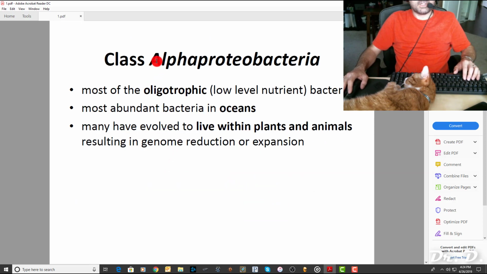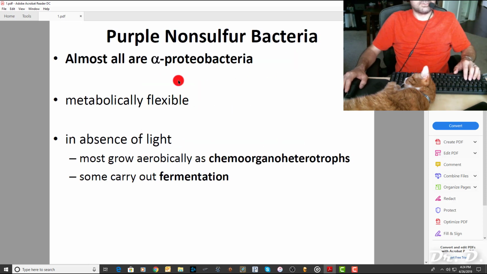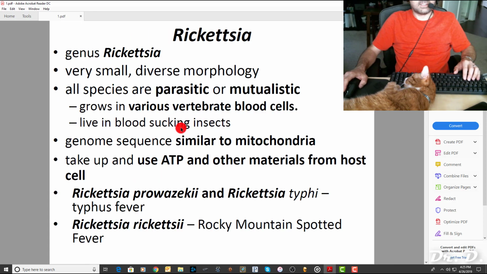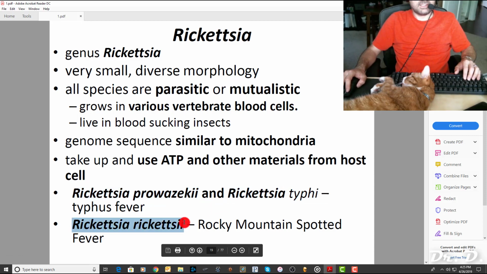Okay, what do I want to know about the alpha proteobacteria? All I want to know about them is that they are oligotrophic. Rickettsia, I want to know about Rickettsia. What do I want to know about Rickettsia? This is what you should know about Rickettsia. You should know that they are parasitic or mutualistic, and they include Rickettsia prowazekii, Rickettsia typhi, Rickettsia rickettsii.